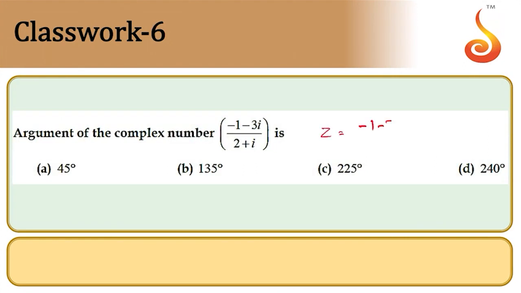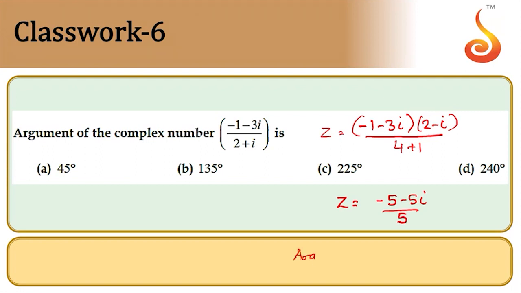z is equal to minus 1 minus 3i into 2 minus i. The denominator becomes 4 plus 1. So finally z you get as minus 5 minus 5i by 5. So the argument of z will give you tan inverse of minus 1, which can be written as 3 pi by 4, which is nothing but pi plus pi by 4, which is equal to 5 pi by 4, which is 225 degrees.